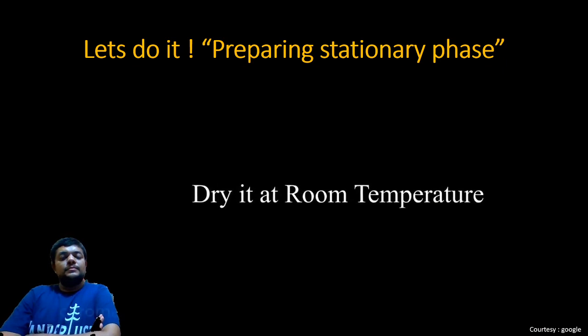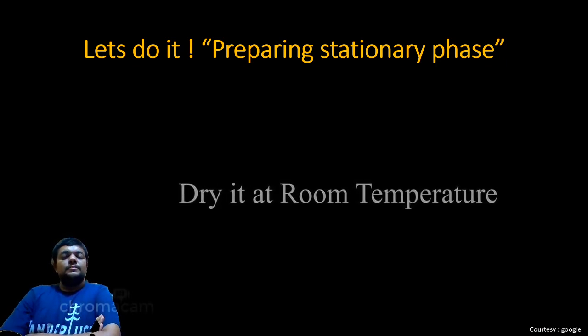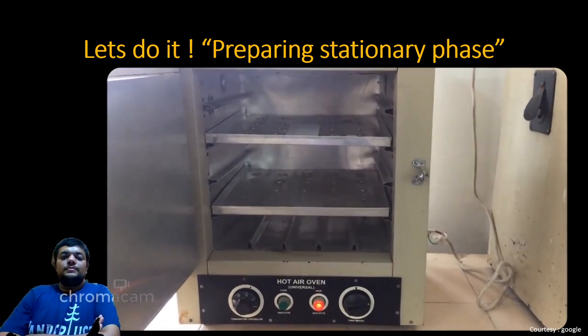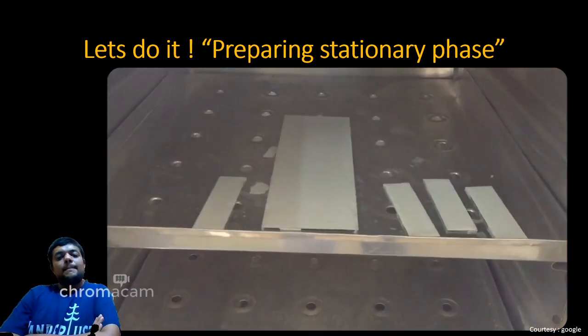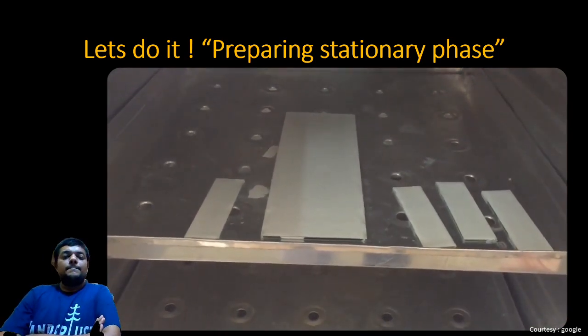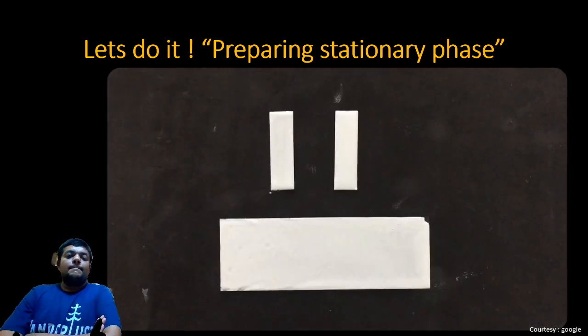After drying the plate at room temperature, finally place the dried plate in a hot air oven for about 1 hour at 100 to 105 degrees Celsius to activate them. After 1 hour, remove the plate from the oven. Now our TLC plates are ready for analytical study.